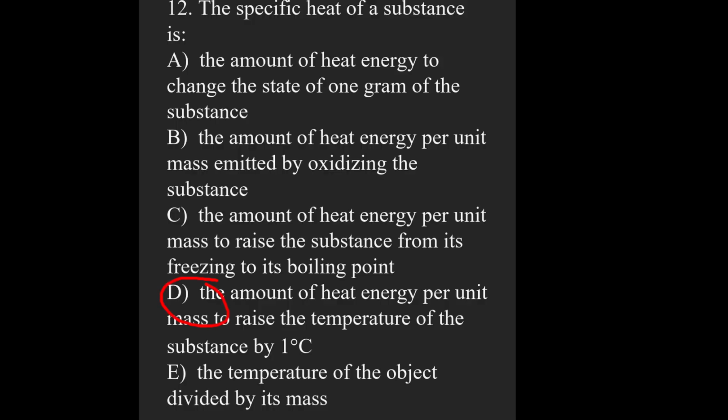The specific heat capacity of a substance is the amount of heat per unit mass to raise the temperature of the substance by 1 degree. The amount of heat energy per unit mass to raise the temperature of a substance by 1 degree.